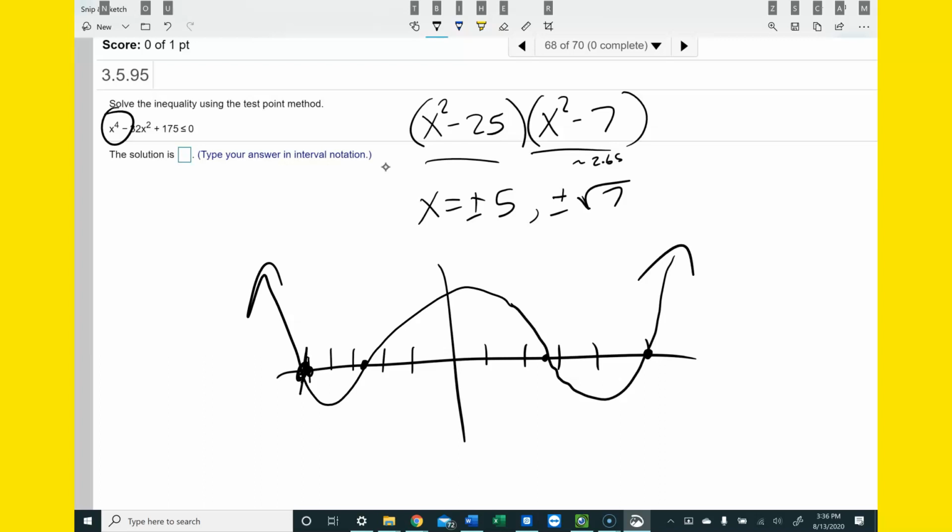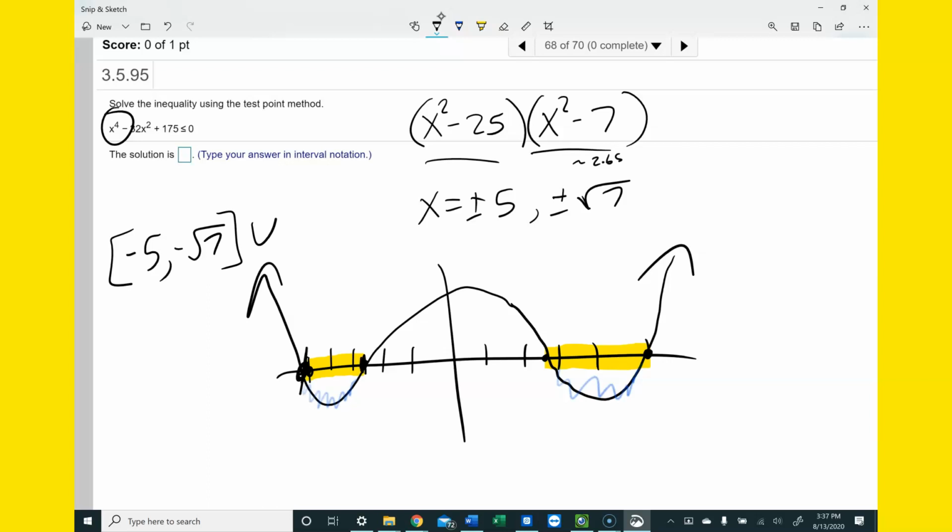So something like that. And we want to know, where are we less than or equal to 0? Well, that would be where we are below the x-axis. That would be right in here and right in here. So as far as the x-axis is concerned, the x values would be these values and these values. So how do I express that answer as an interval? Since it's less than or equal to, it's going to be inclusive. So bracket -5 to the negative square root of 7.